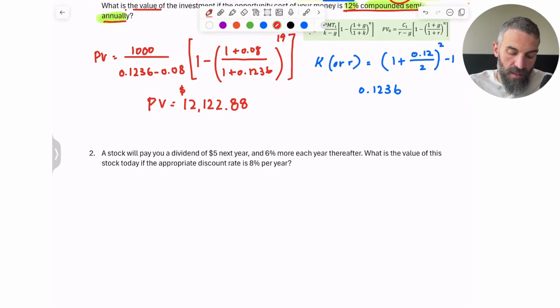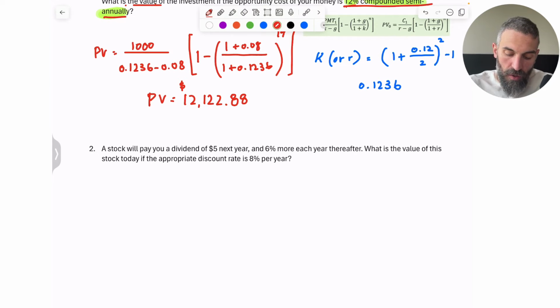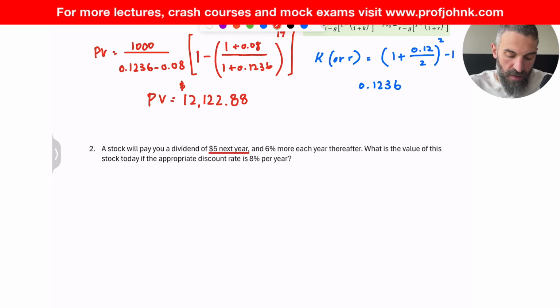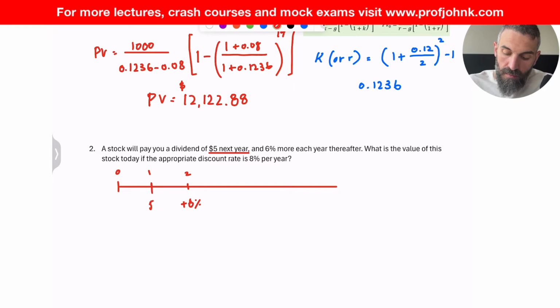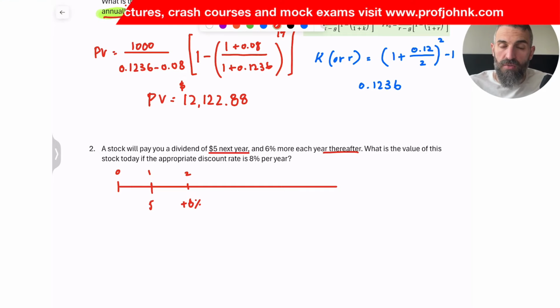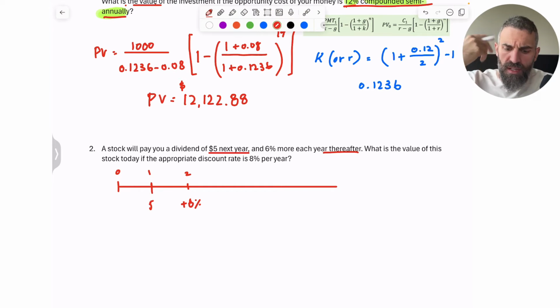Okay, number 2. A stock will pay you a dividend of $5 next year. Okay, great. So if I were to put that on a timeline, again, you don't have to do timelines, but next year it's $5, and then 6% more each year after that. And you see, it never says it's going to change, or stop. So again, the filter in my head is, okay, 6% more each year, that's a growth rate. And then I read the rest of the question, and it never said it was going to stop. It didn't say, for 10 payments or for 20 payments. So this to me is a growing perpetuity.